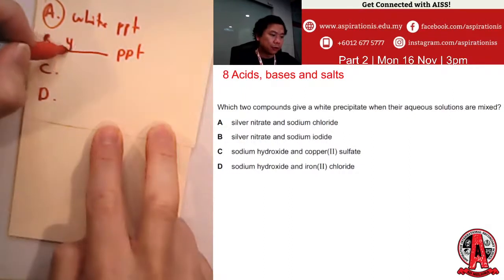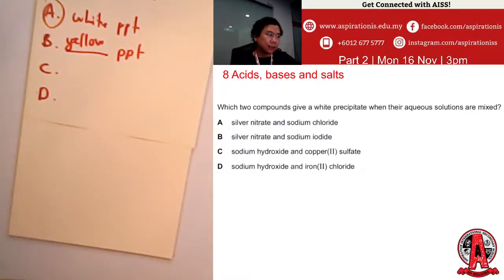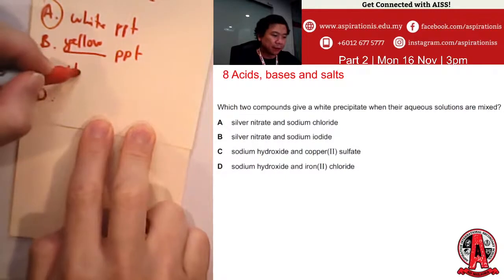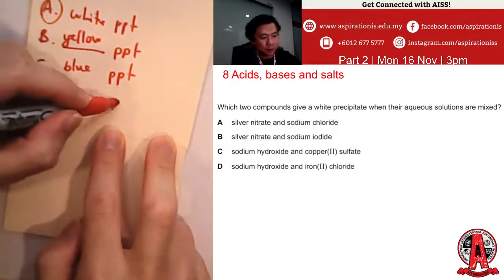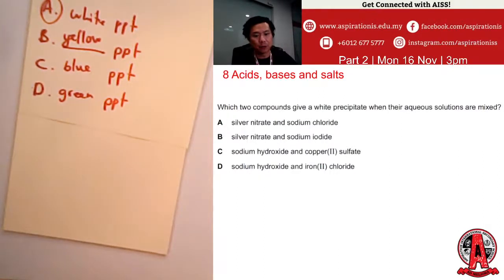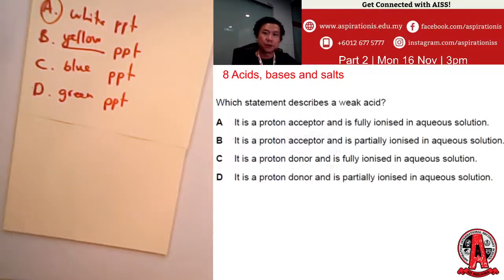B is yellow. Very good, Miyoko. Can you tell me C? What color is C? Blue precipitate. Very good. Can you now tell me what color is D? Absolutely right. So they will all give you precipitates, yeah? So all of these will give you precipitates. So if they're asking for white, the answer is A. Very good. Moving on.